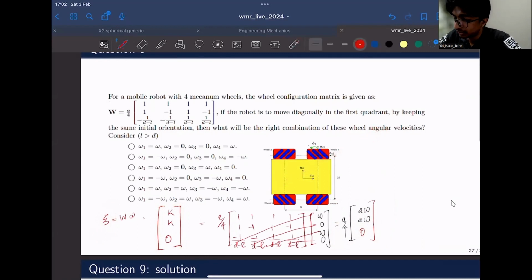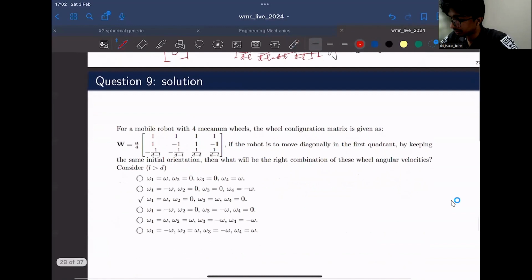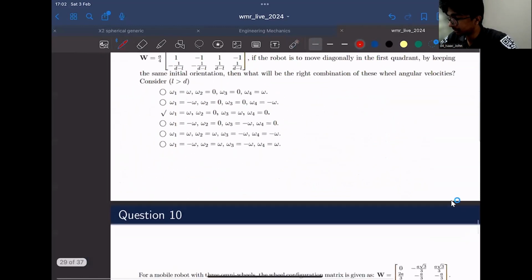Right? So in that case, I think we can all agree that option, what was that option? Option 3, I guess. Option 3 is correct. Yes. Option 3 is indeed correct.